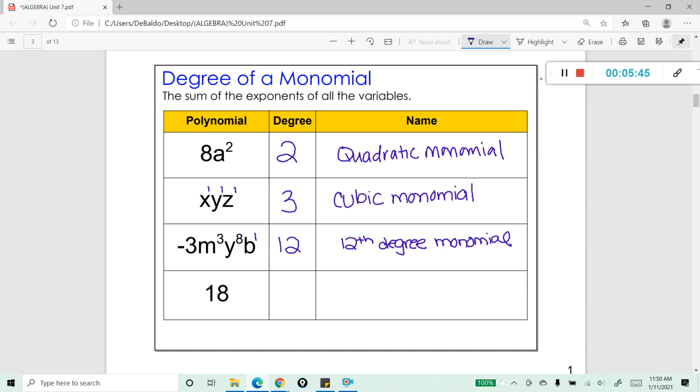Okay, the last one is a constant, and we know that constants have a degree of 0. So you could just write 0 degree monomial. Another way that we can write this, which is actually more common, is this: constant monomial. You're more likely to see constant monomial versus 0 degree monomial. Okay, that's how you find the degree of a monomial.